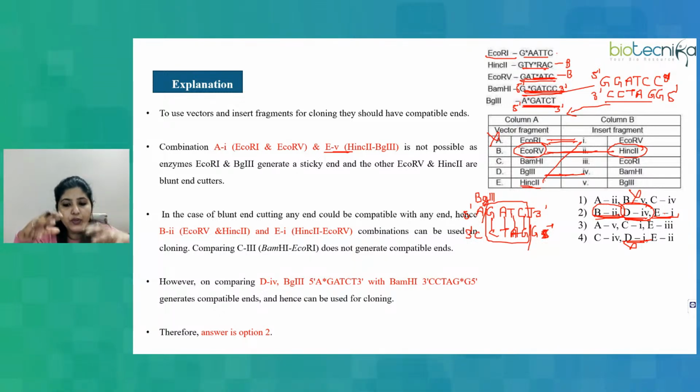So when so many combinations are given, you just pay attention to one combination and check whether it is correct or not, then move on to the next, right? So we have basically omitted options. We know that B2 is right, so we have to choose the correct combinations. Then you can next take D4 and then next take E1. The answer here is option 2. Is it clear to all?